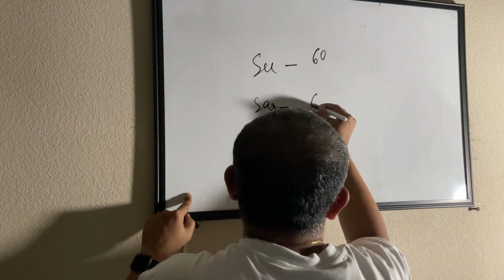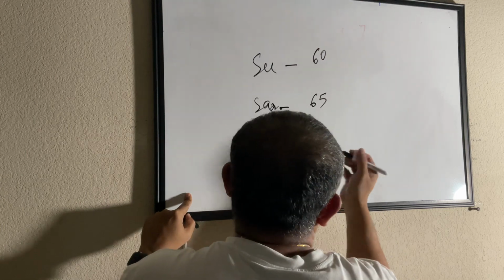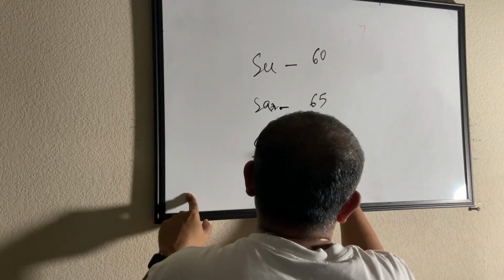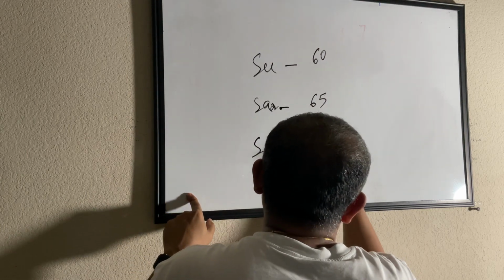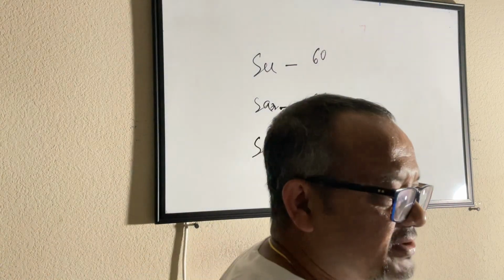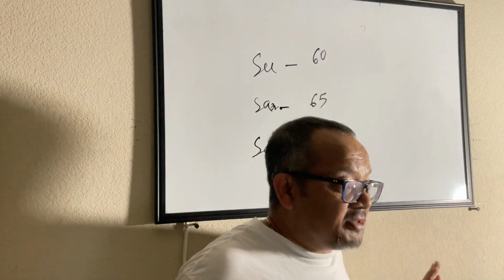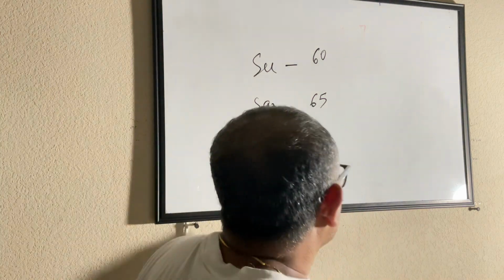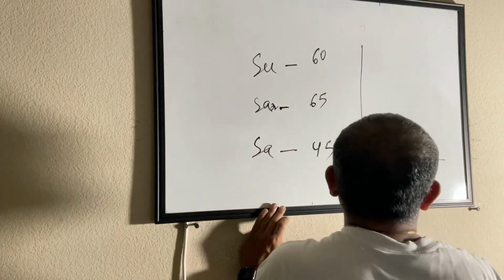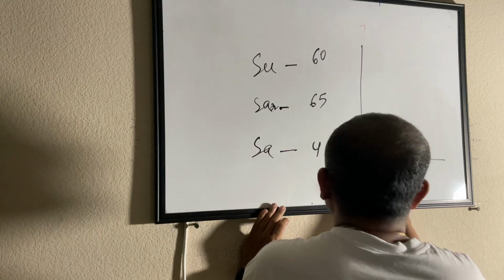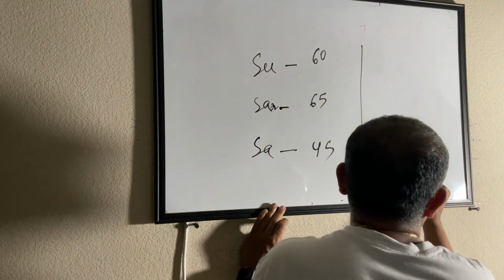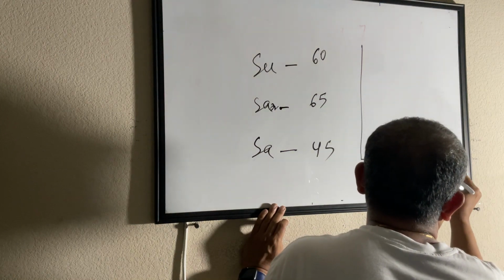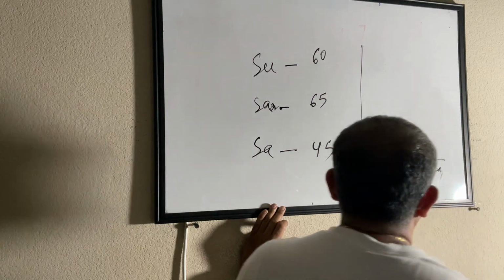Sandrine spent, let's say, $65, and Sanvi picked a very economical option, let's say $45. Again, I'm not trying to say who wants to spend more. I'm just giving some data. Now, if I have to plot this information, I'll say, okay, this is Suhina, this is Sandrine, and this is Sanvi.